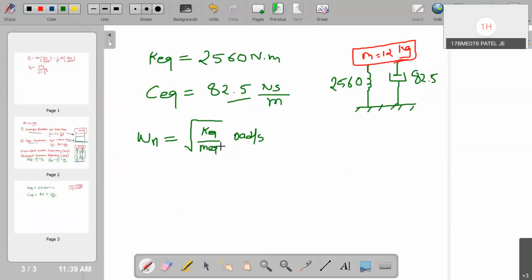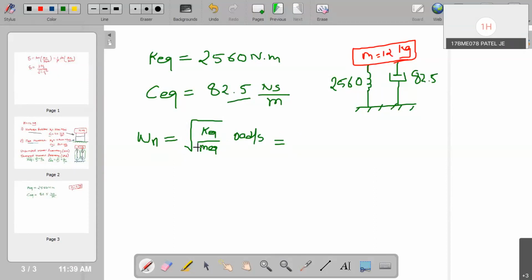It is on screen now. K equivalent divided by m equivalent, square root, right? This is the equation for natural frequency for any spring mass system. Fine. So we have both the values. So just put them here and find the value in radian per second.